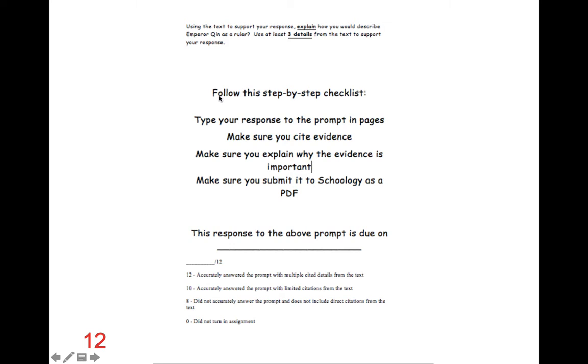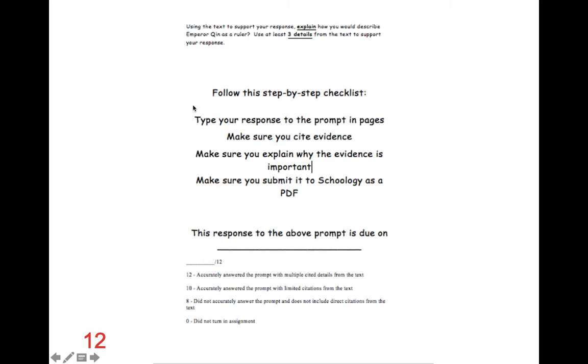Look at this step-by-step checklist. You need to type your response to the prompt in pages. So you're using the front of this. I can't stress that enough. The exact language from the front, I want you to just type up in pages.